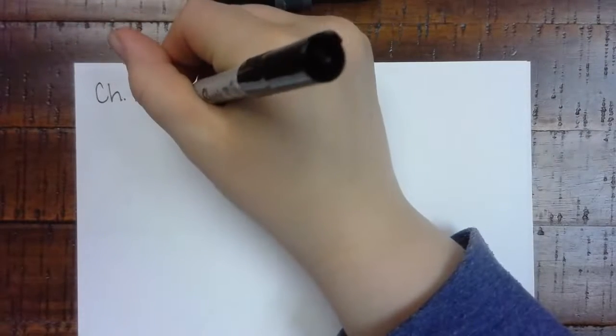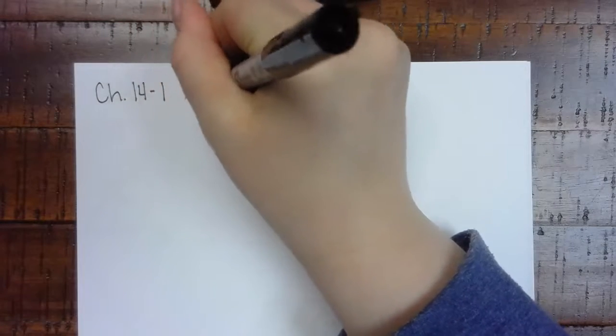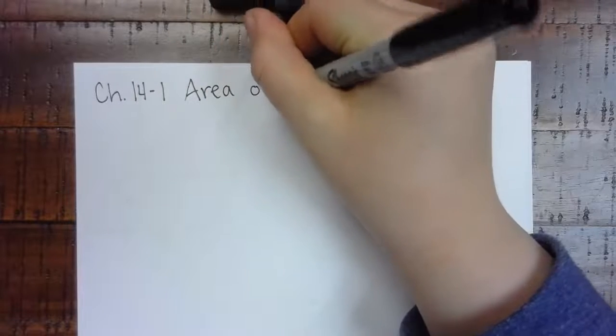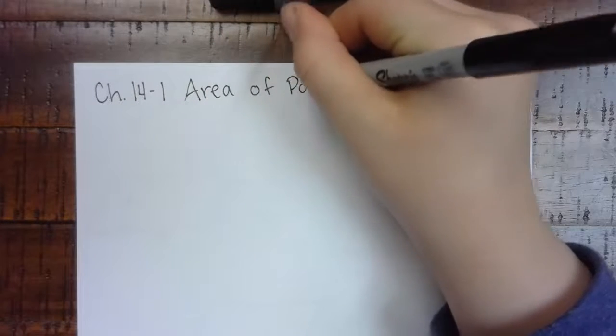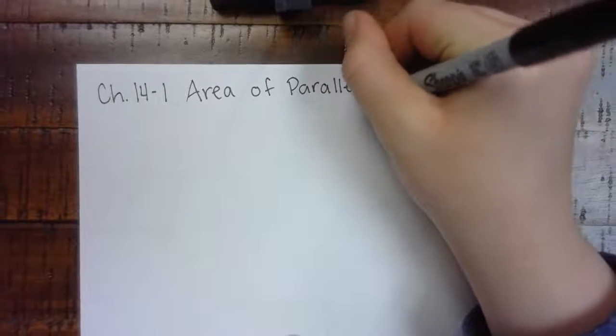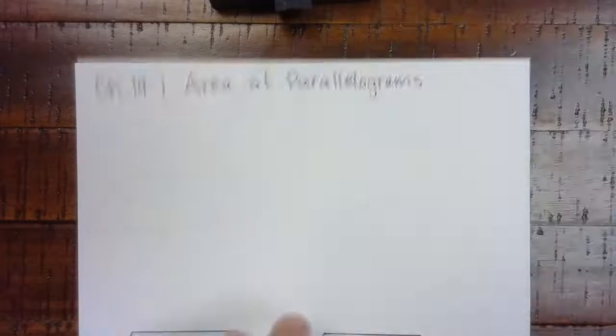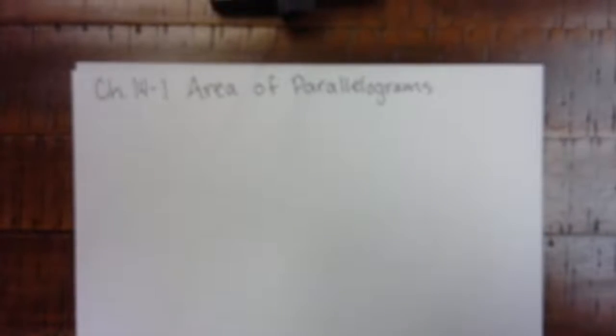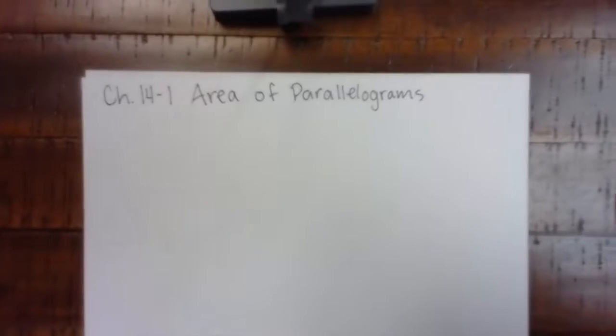lesson. We're going to start our chapter 14, which is over geometry, and specifically area. And we're also going to work on section 1. So section 1 is talking about the area of parallelograms. Parallelograms. Long word to spell. Alright, so that's what our section is going to be about, parallelograms in general, but our chapter is going to be the area of different shapes.